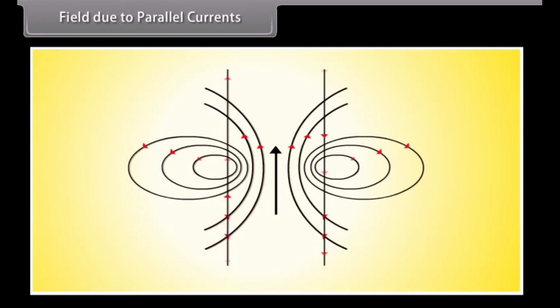It represents the combined magnetic field due to two parallel conductors carrying currents in opposite directions. The pattern of the magnetic field indicates repulsion between the conductors.